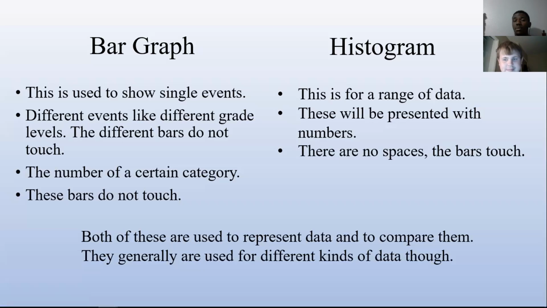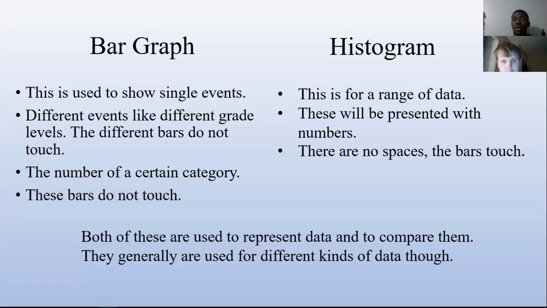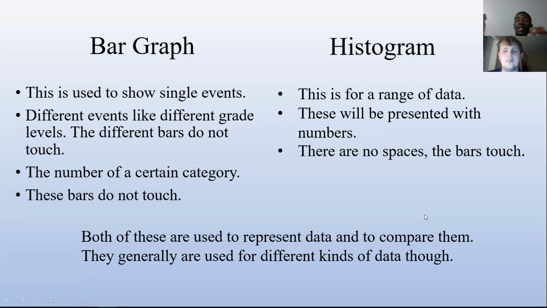And then over here, the bar graph is normally used for a single event. So these are single events, like a rabbit, dog, or whatnot. Or over here, you have the US, India, different things like that. And then you have this histogram showing the range of data. Now, can they be mixed with different things? Yes, but these are what they are generally used for.